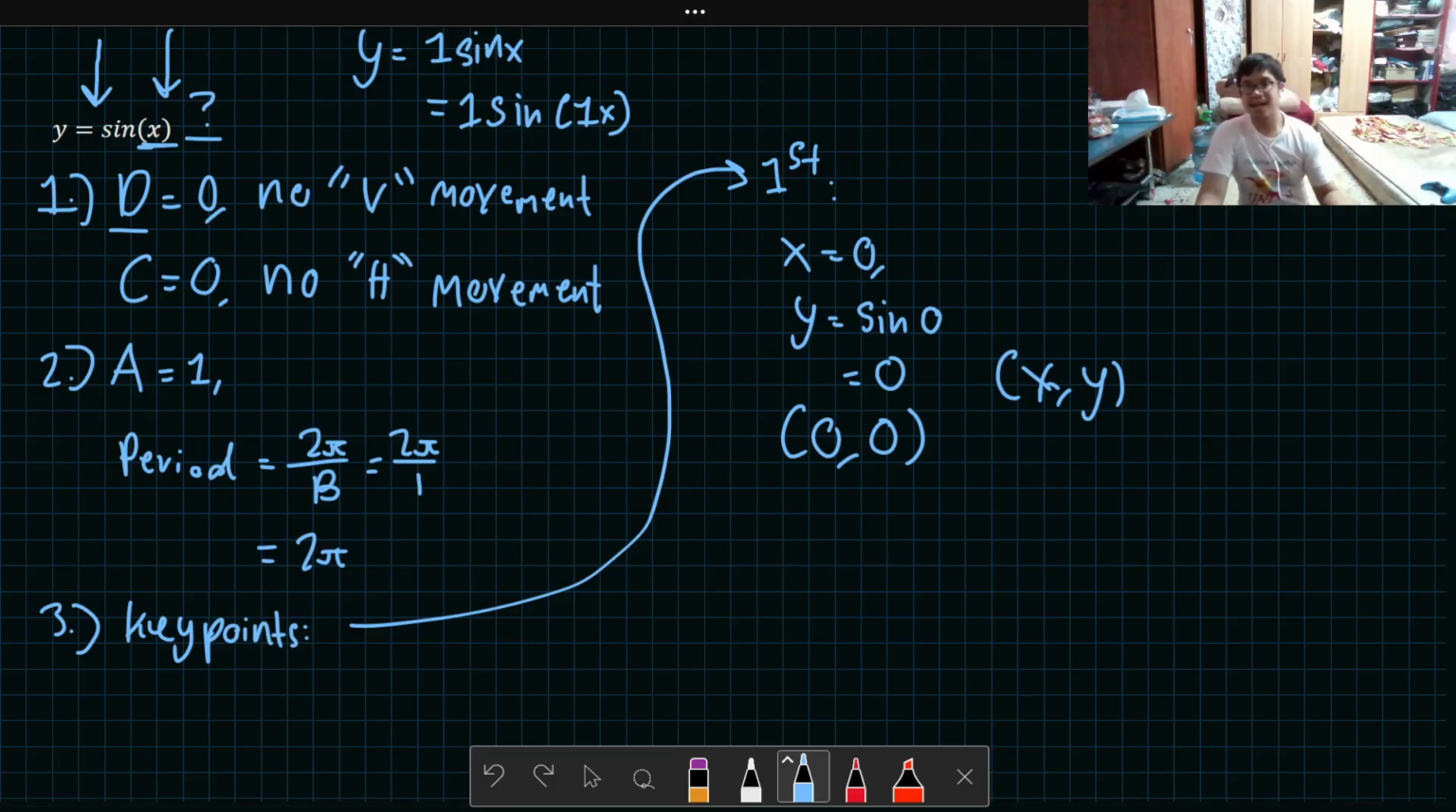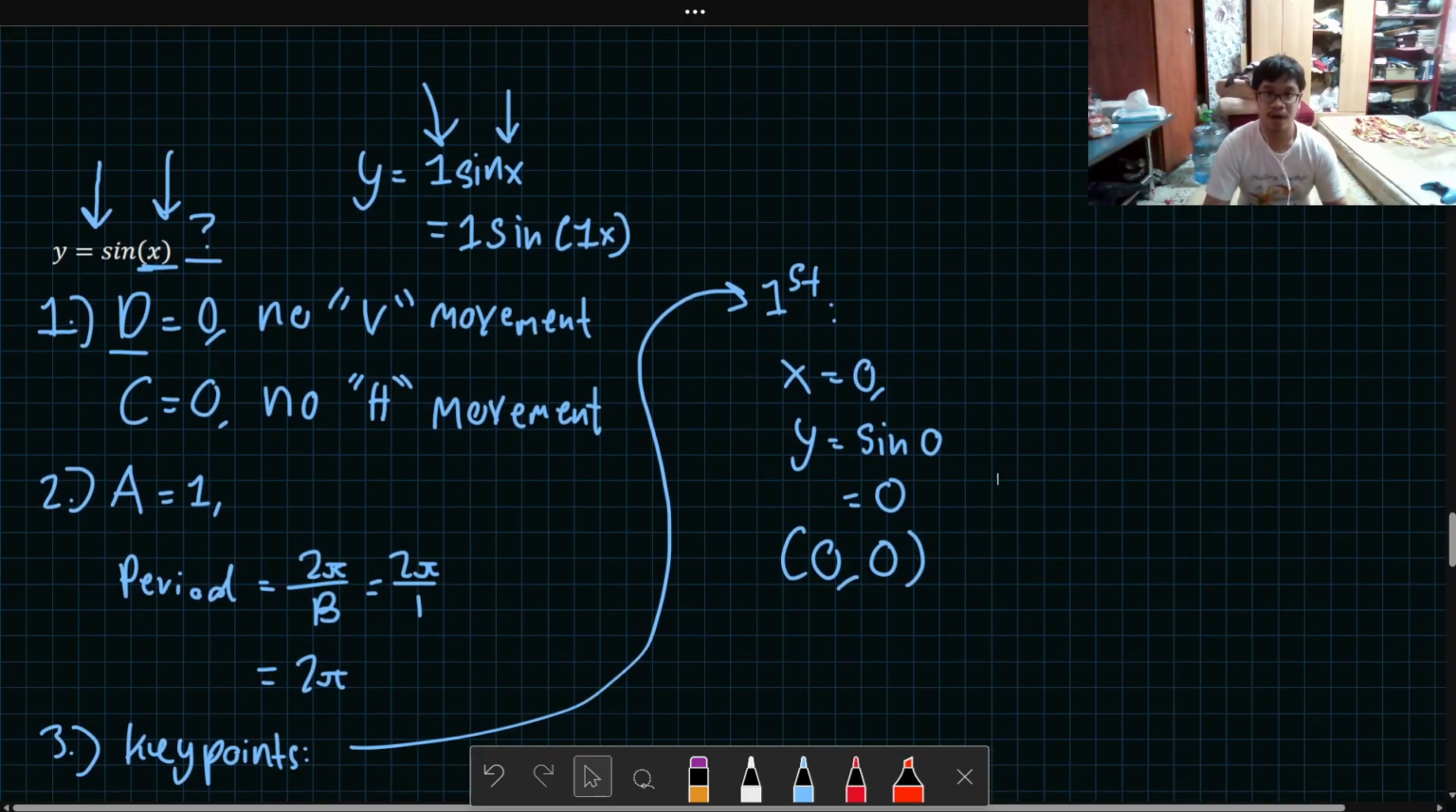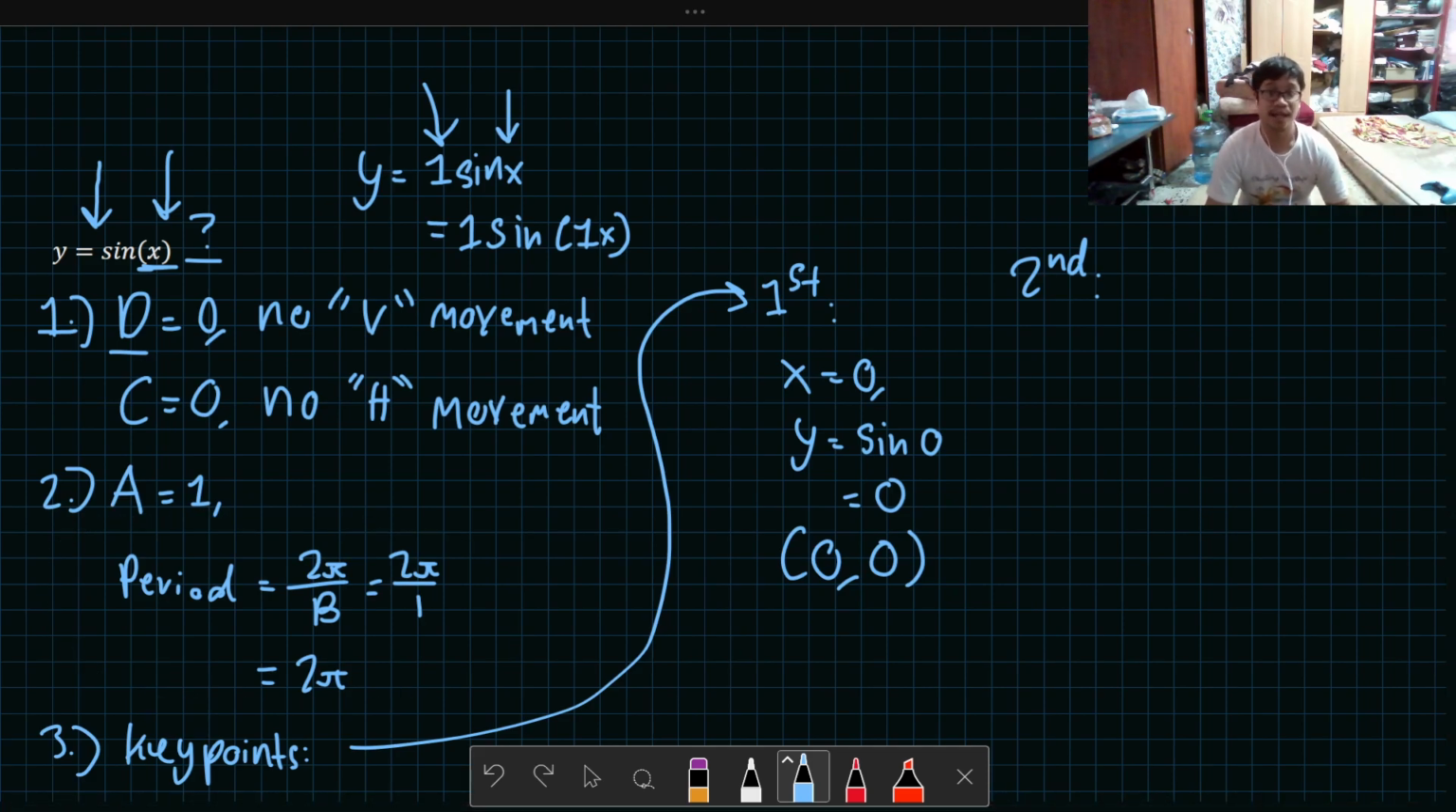Now in finding the other key points, though, you have to be careful because the way you found the first key point is not entirely the same as how you would find the second key point. Because for the second key point, you would now be using the period. Okay, so why is the period related to the second key point? So here's what you're going to do. Here, we have a period of 2 pi, right?